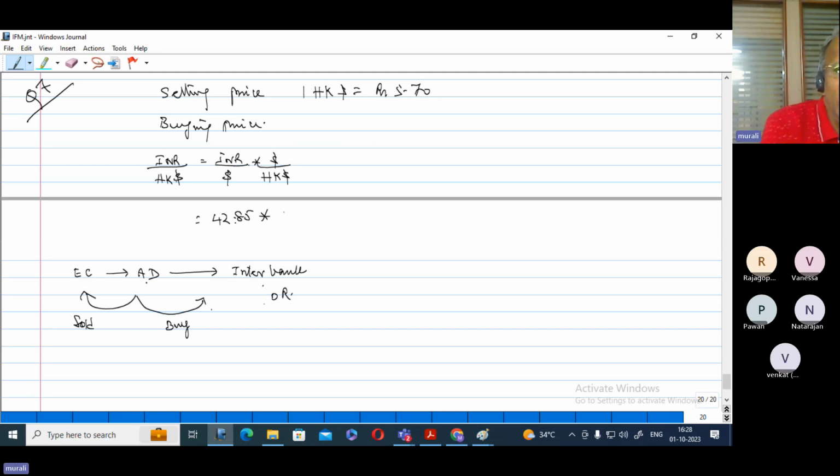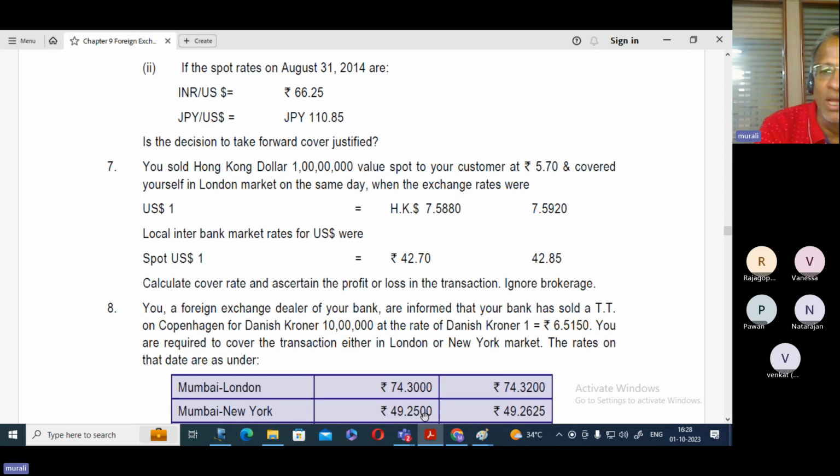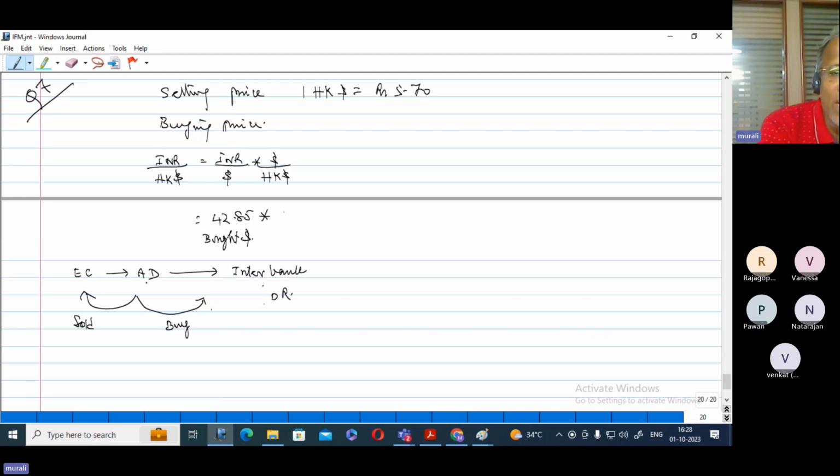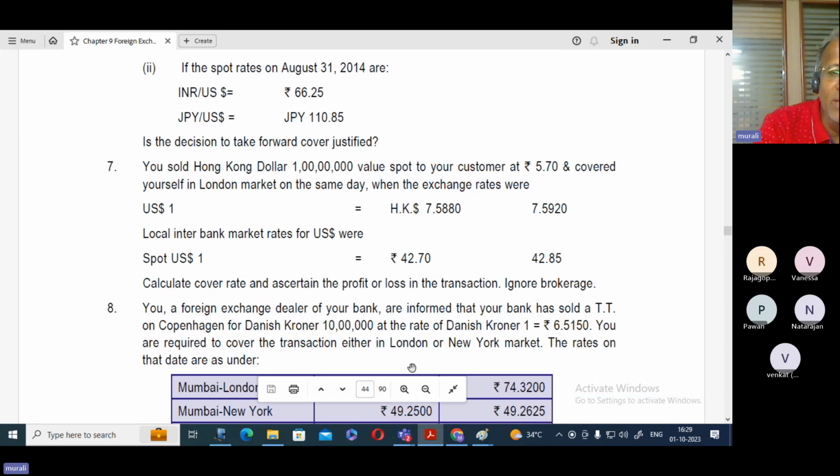Now, in this particular case, what have I done? I have bought dollar. Now, what will I do? I will sell dollar and buy Hong Kong dollar. I buy Hong Kong dollar at what rate? In this particular problem, you say bought dollar, so sell dollar is what you have got to do. Sell dollar and buy Hong Kong dollar.